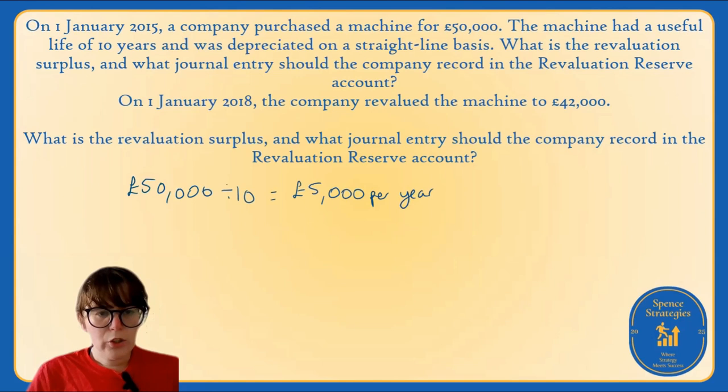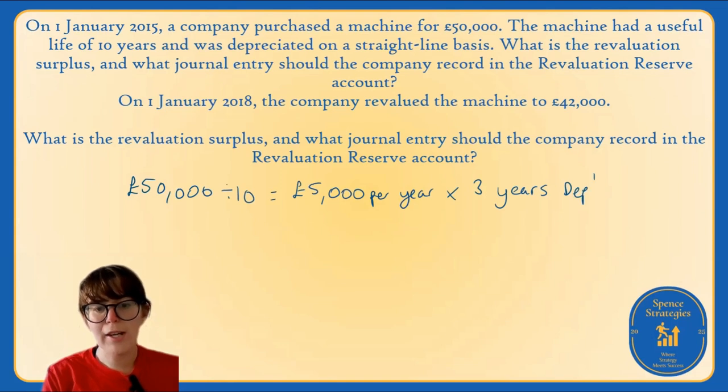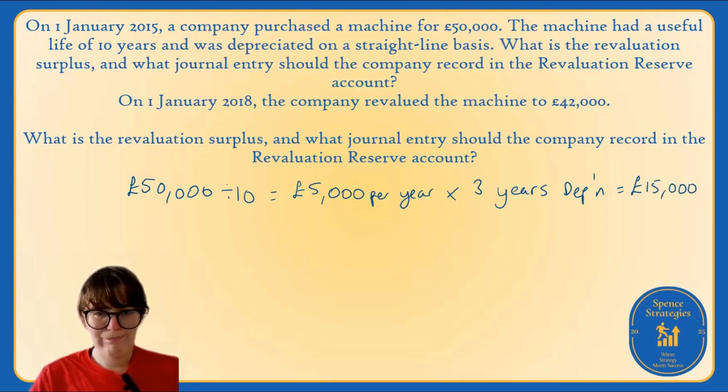Now, we bought it in 2015 and we are told that we revalued it in 2018. Therefore, we have held the asset for 3 years, and we are therefore going to need 3 years of depreciation here. So we're going to multiply that £5,000 for 3 years of depreciation, which was the useful life which we held the asset for. So that's going to give us a depreciation charge of £15,000.